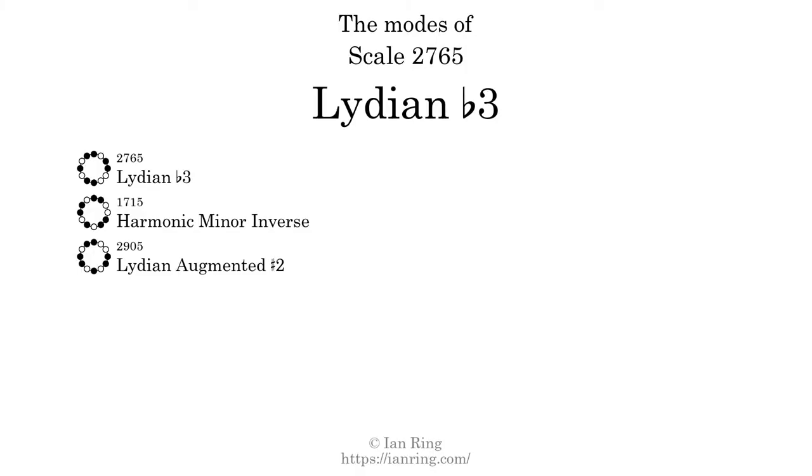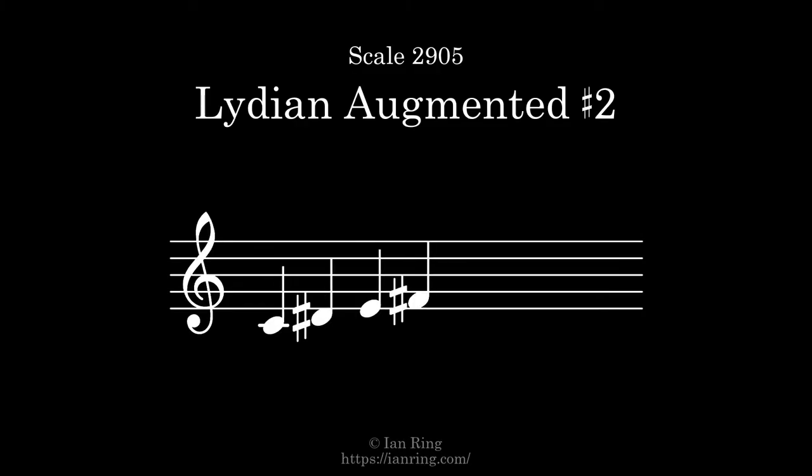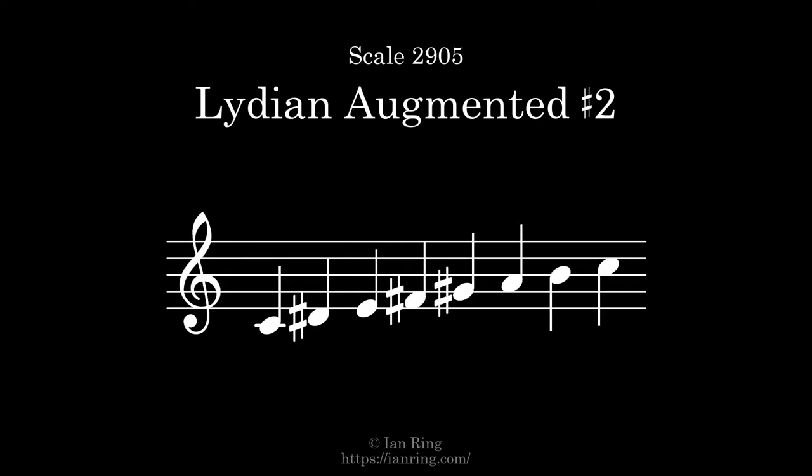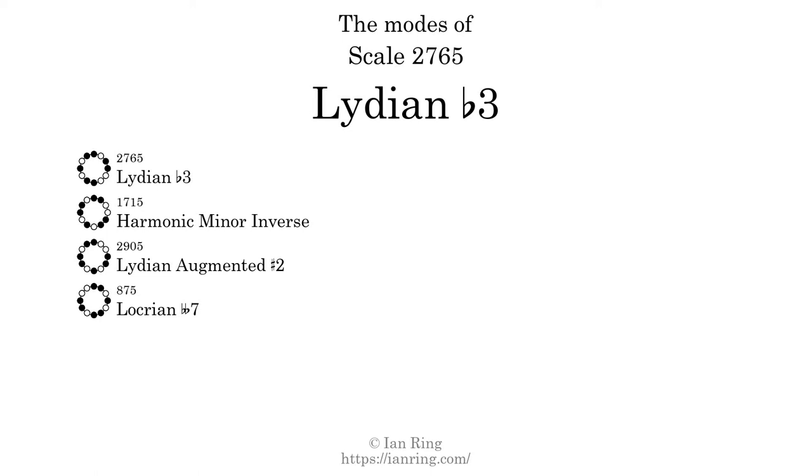The third mode is scale 2905, also known as Lydian augmented sharp 2. It sounds like this. The fourth mode is scale 875, also known as Locrian double flat 7. It sounds like this.